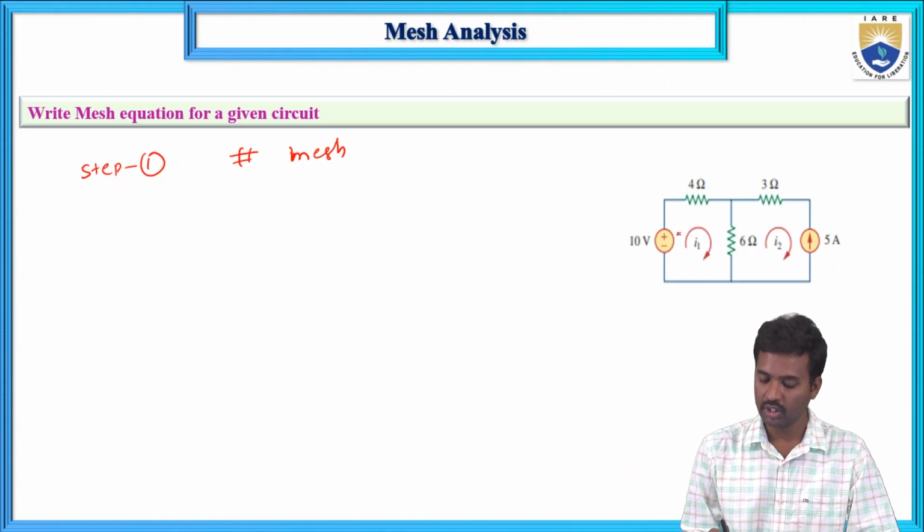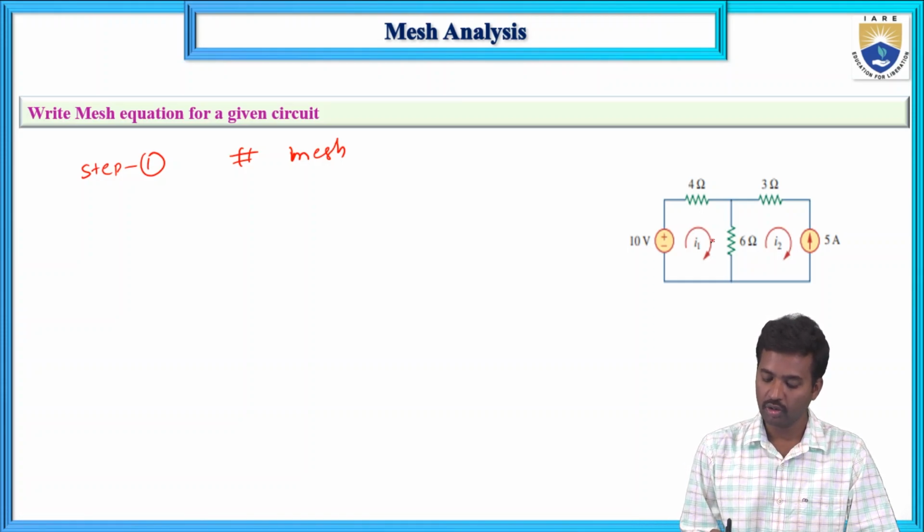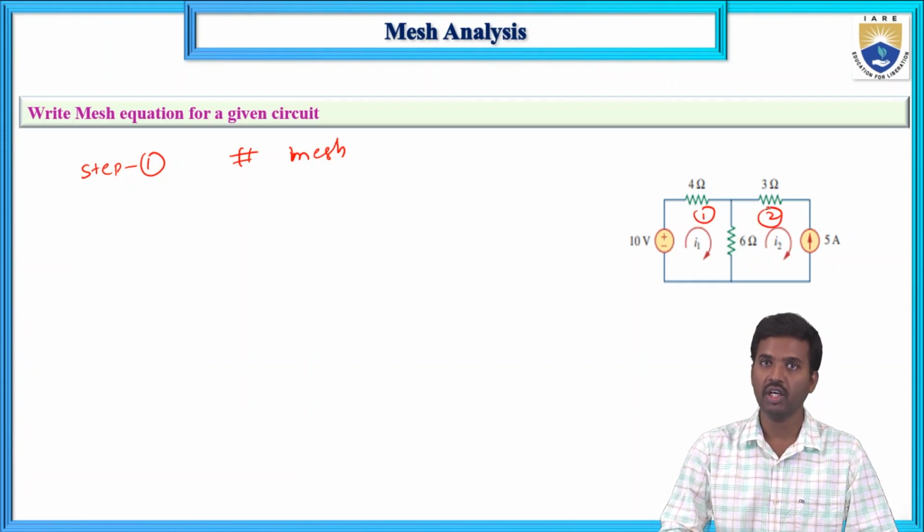So how many meshes here? 1 and 2. What do we mean by a mesh? A mesh is a kind of loop which does not cross another loop. Here this is one mesh and this one is another mesh, mesh 1 and mesh 2 in the given network.